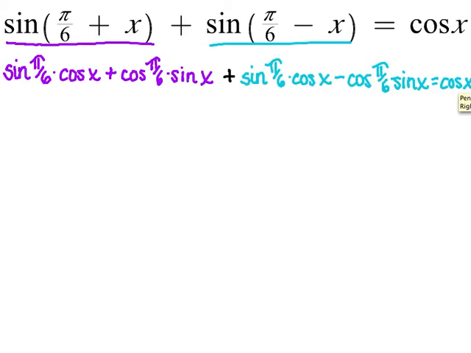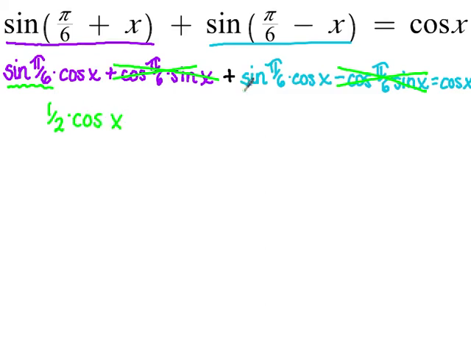What do you notice? Cancel. What cancels? Everything. Cosine pi over 6 sine of x, negative cosine pi over 6 sine x. Again, those cancel, so these are gone. So let's look at what I'm left with. Sine of pi over 6 times cosine x, plus sine of pi over 6 times cosine x. What is the sine of pi over 6, using your blue sheet? 1/2. So I have 1/2 times cosine x.